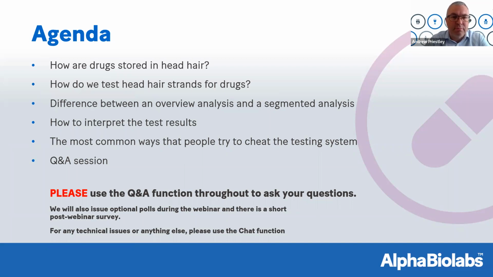So in terms of the agenda, conscious to keep the time to within 30 minutes. We'll start by answering two questions. How are drugs stored in head hair? And then how do we test head hair strands for drugs? Ashley will then talk about the difference between an overview analysis and a segmented analysis, and then also how to interpret the test results that you receive back. We'll then finish off by looking at the most common ways that people try to cheat the testing system, and there'll also be a Q&A session towards the end if we have enough time.